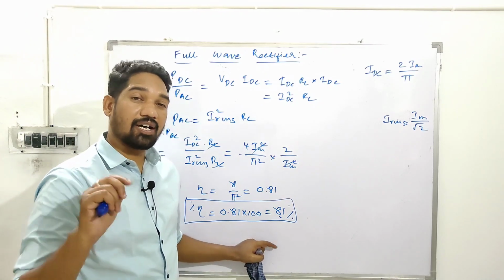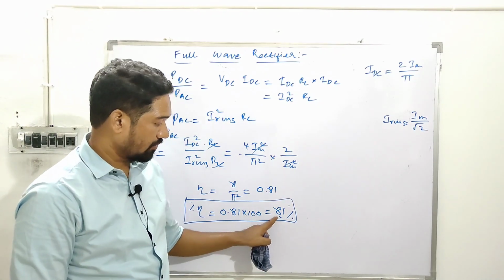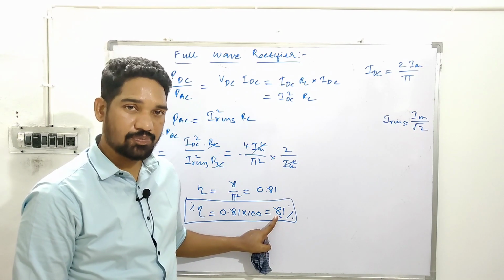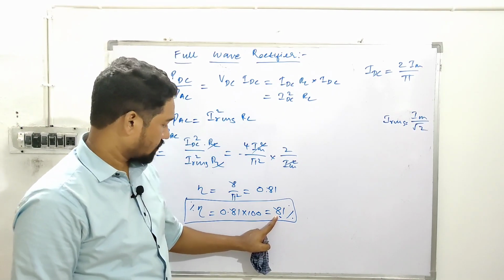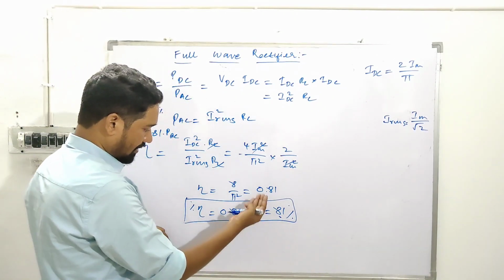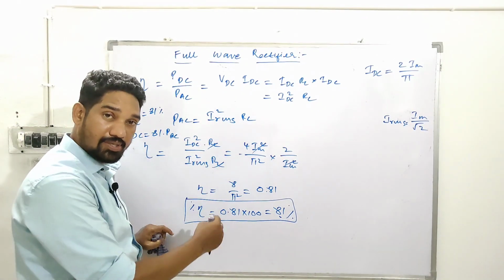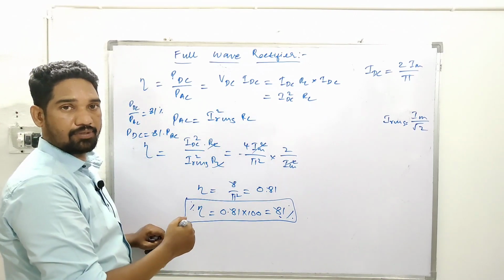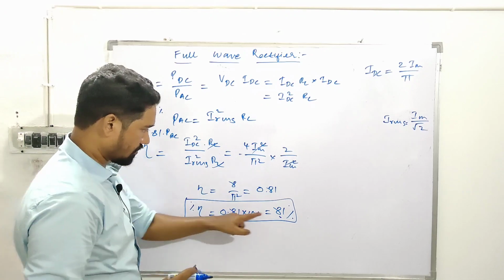Better performance than a half-wave rectifier. For a half-wave rectifier, it will be only some 40%, like 40.5, 40.6%. But this one is 81% efficiency. It says 81% of AC is converted to DC for this full-wave rectifier.